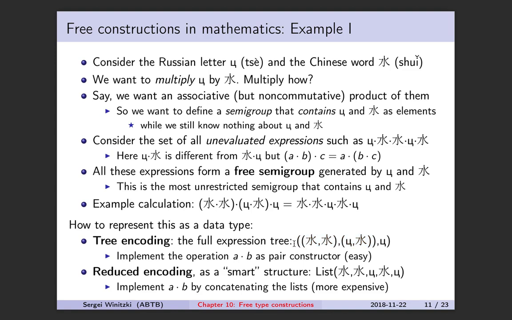I'm missing one parenthesis on the left. I will insert that in the slides after the recording. So I have a tuple, and this tuple represents the free product of the two shui. Then I have this tuple, which is a free product. Then I have a free product of these two, and finally a free product of the result and the tse. And so in this way, I represent my expressions.